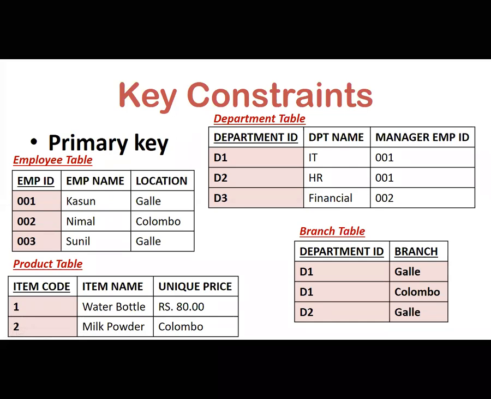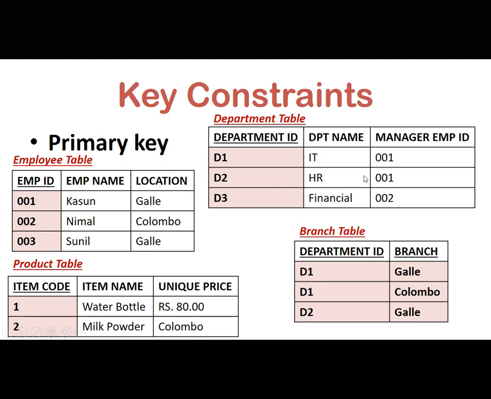From this, can you tell me who the manager of the financial department is? How do you find out? The manager employee ID here is 002. So you have to relate it and go to the employee table to find where this 002 is. That is Mr. Nimal. So Mr. Nimal is the manager of the financial department.